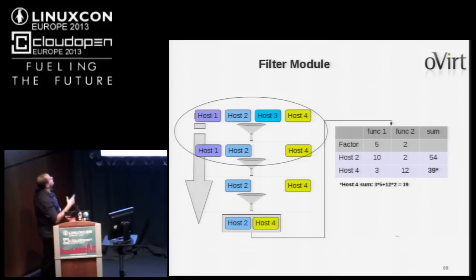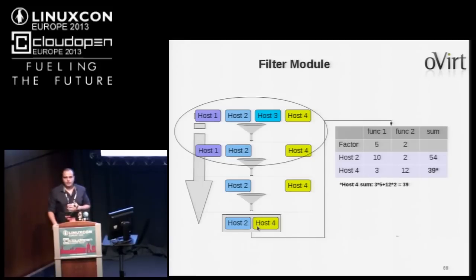For example, I started with 4 hosts. The first filter filtered out host number 3, and the second one filtered host number 1 as well, and so I was left with 2 hosts that are available to run my VM. Now I can do any logic I want.